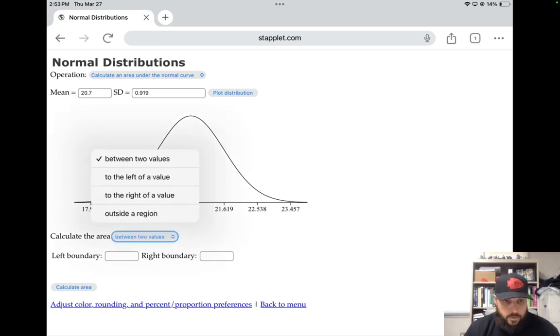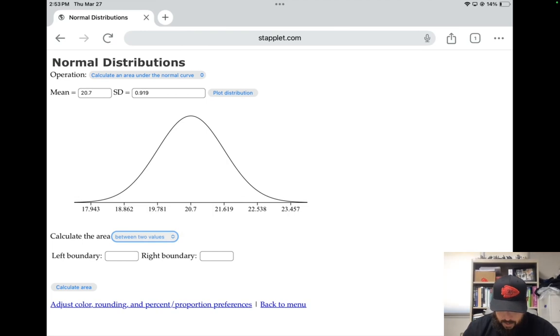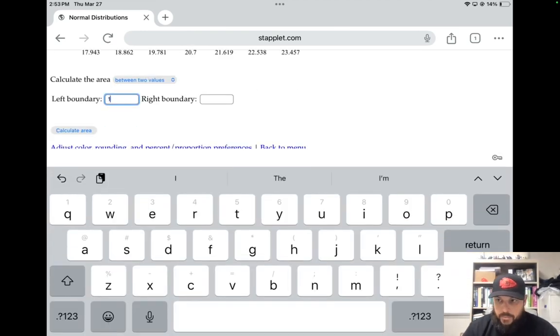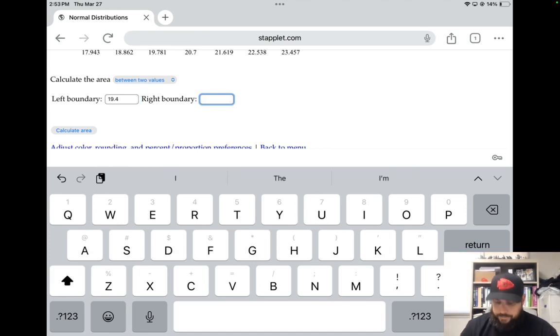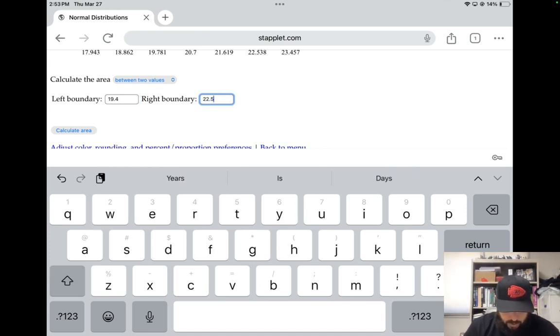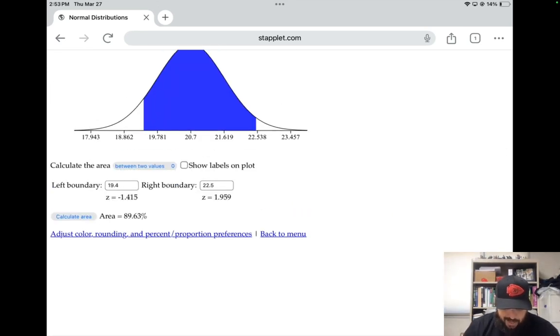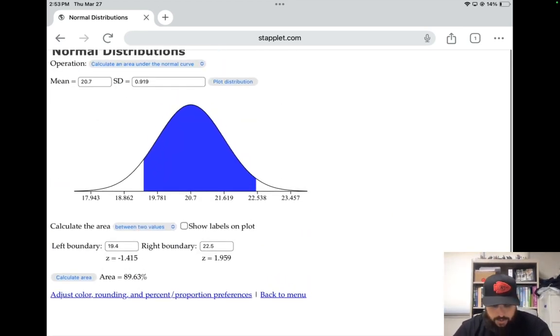So you can see our sketch, and then we want to calculate the area between two values. So you get this little drop down: to the left, to the right, or outside of. So we're looking for between two values. Our left bound was 19.4, and our right bound is 22.5. And we can calculate that area, and you can see the nice shading, and it calculates our area, also showing our z-scores in addition to that as well. Okay, so then the area, 89.63%, is our probability, giving us the answer.